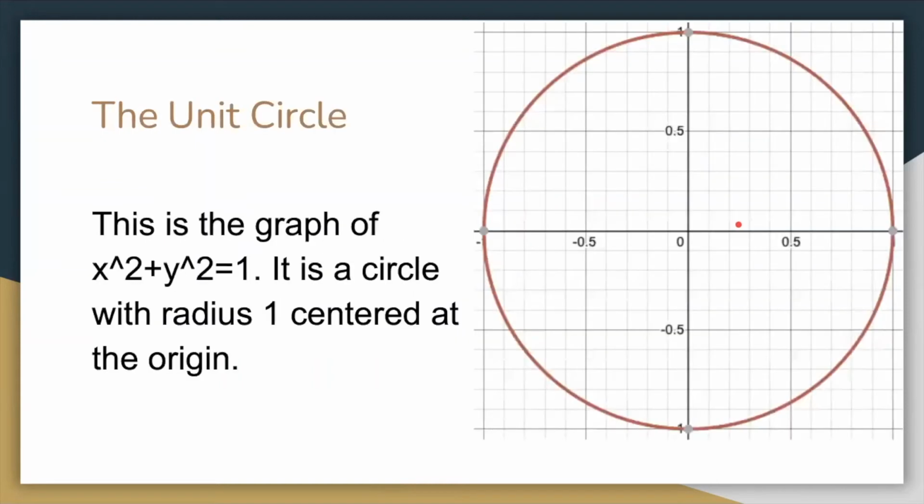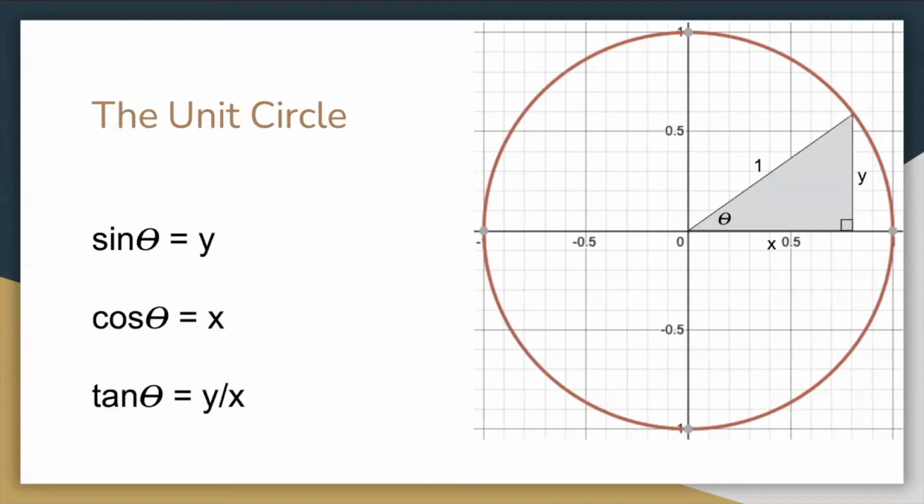All right, and now the unit circle. So this is the graph of x squared plus y squared equals 1. It is a circle with radius 1 centered at the origin, and it can be used to evaluate trigonometric functions.